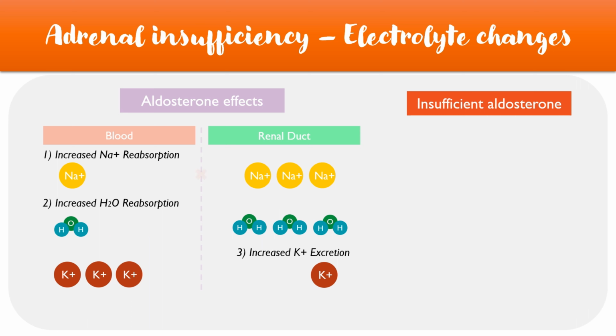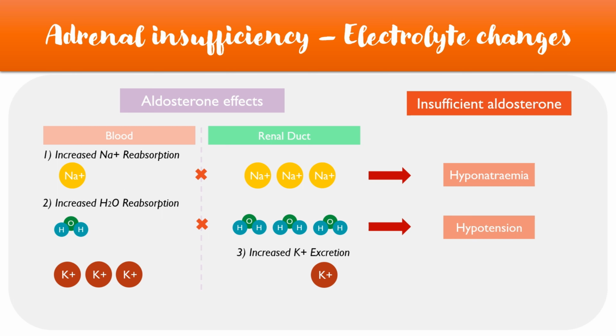So for example, there's reduced sodium reabsorption, which can result in hyponatremia, as there are fewer sodium ions present in the blood. There's also less water reabsorption, which can result in hypotension or dehydration symptoms. And there's also reduced potassium excretion, which can result in hyperkalemia. And it's important to remember this triad of electrolyte changes, as it helps with the diagnosis of adrenal insufficiency.